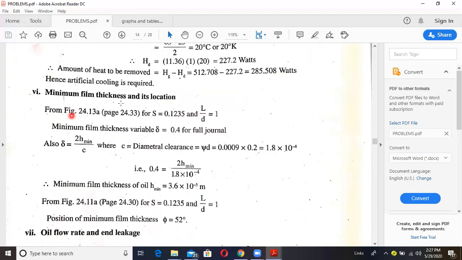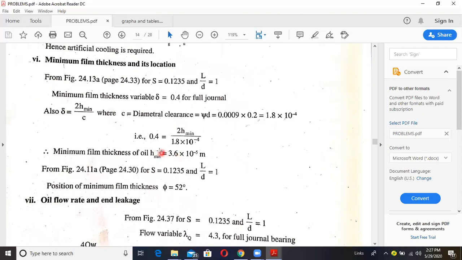Next is minimum film thickness and its location. Next unknown we are going to calculate. Previously I told how to calculate minimum film thickness. Minimum film thickness is represented by H minimum. We will get this H minimum by using the formula. The formula to calculate H minimum is delta is equal to 2 H minimum by C. Here C is nothing but diametrical clearance, that is equal to xi into D. Xi you know, D you know, you will calculate C.